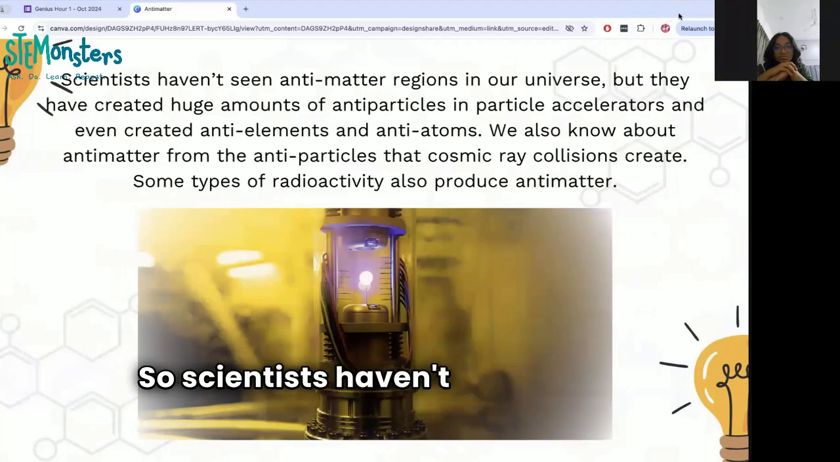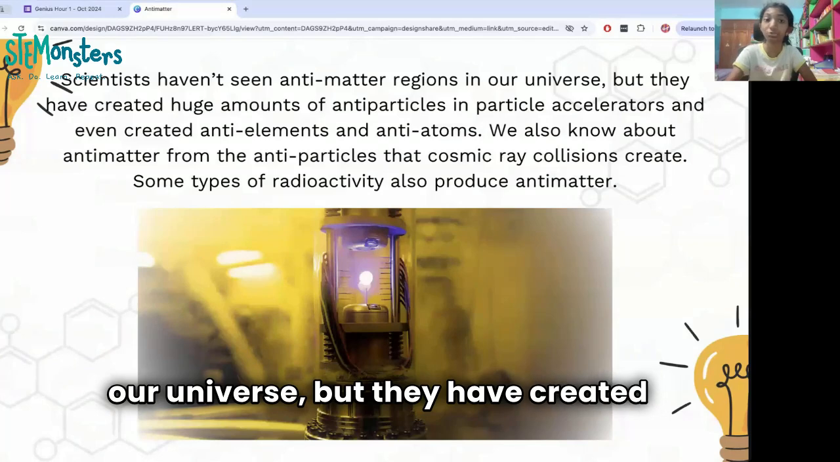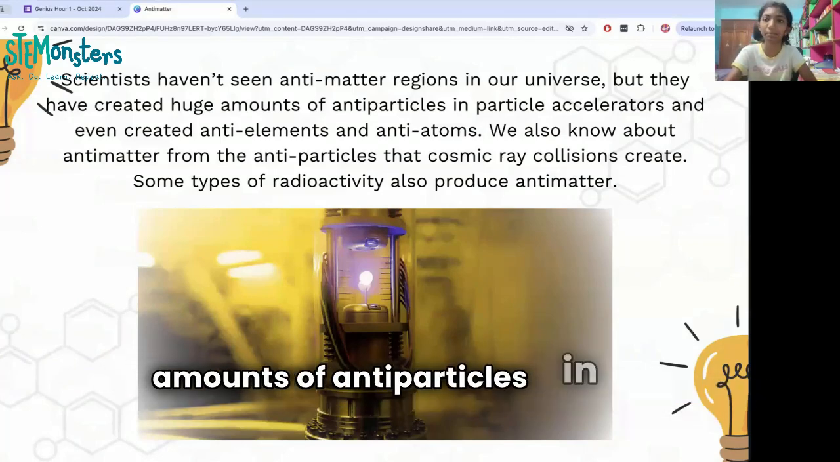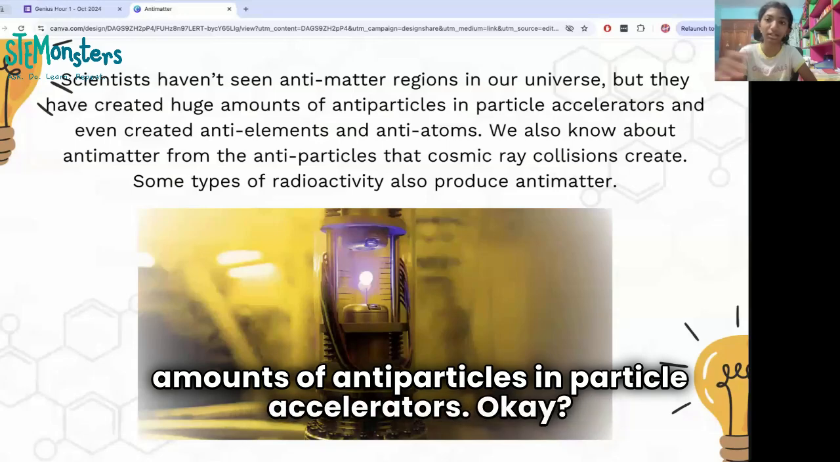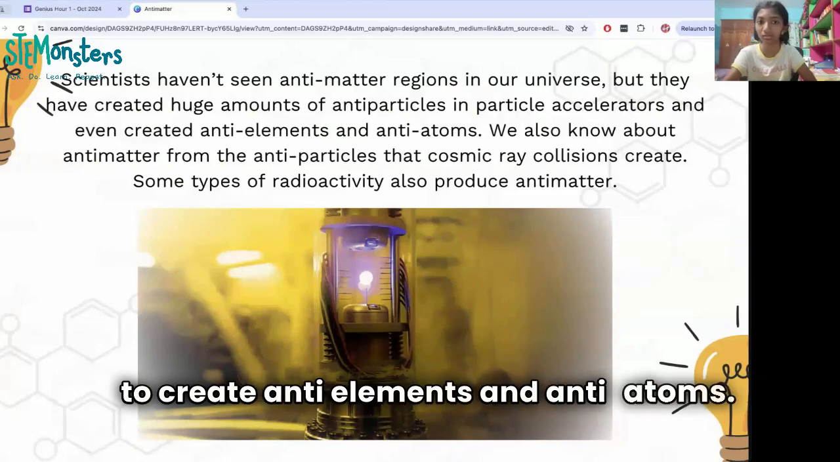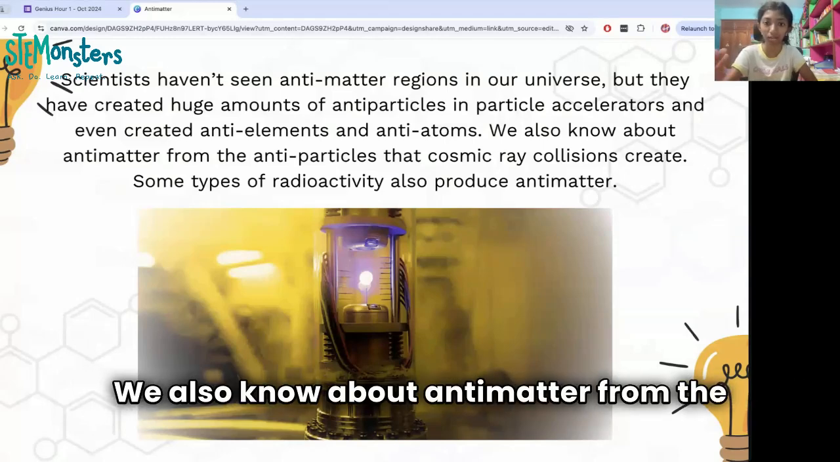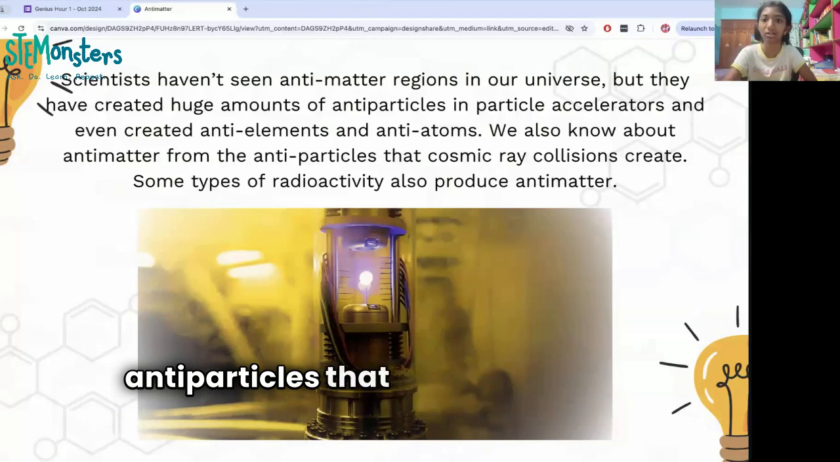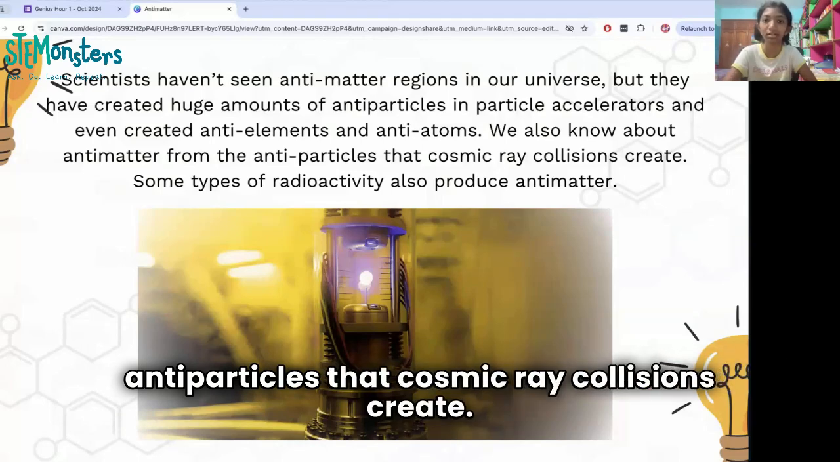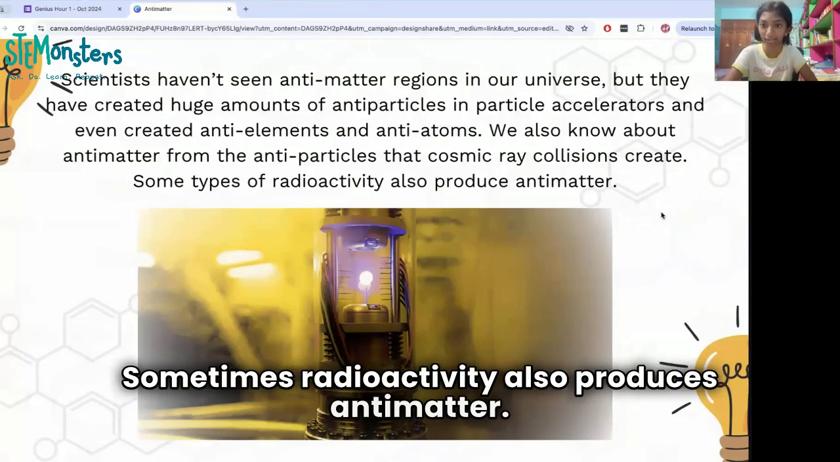Scientists haven't seen antimatter regions in our universe, but they have created huge amounts of antiparticles in particle accelerators. And when they did this, it was possible to create anti-elements and anti-atoms. We also know about antimatter from the antiparticles that cosmic ray collisions create. Sometimes radioactivity also produces antimatter.